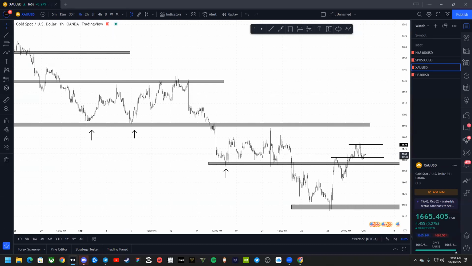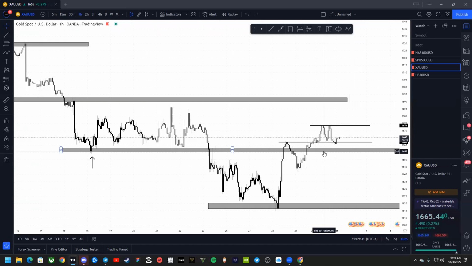If it breaks that middle zone, is it valid to look for sells on gold? So this one right here, yes.